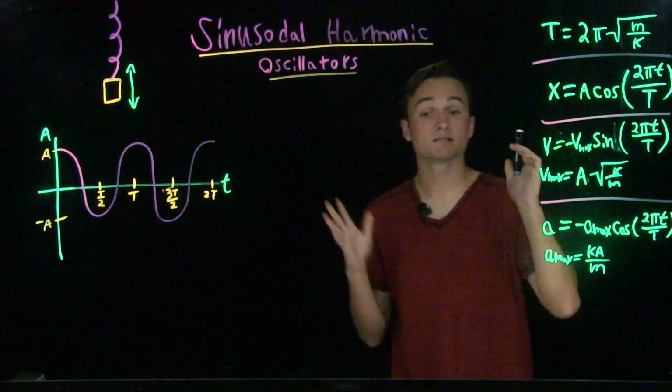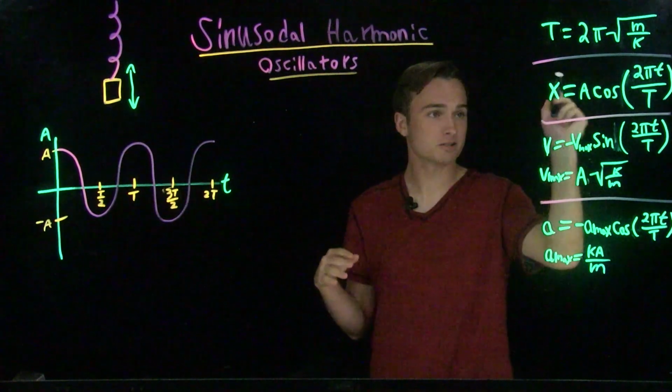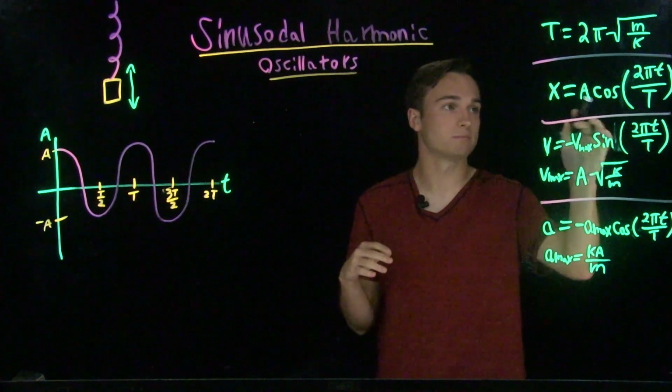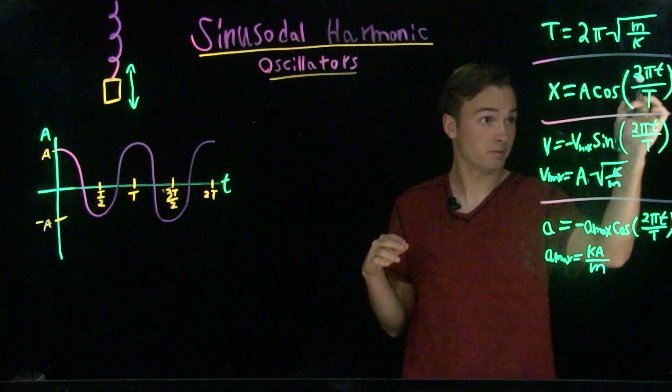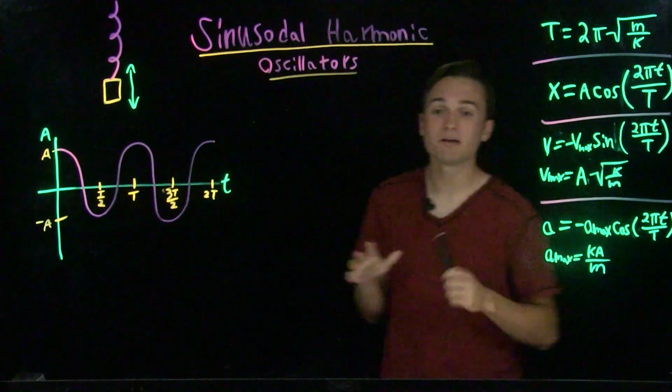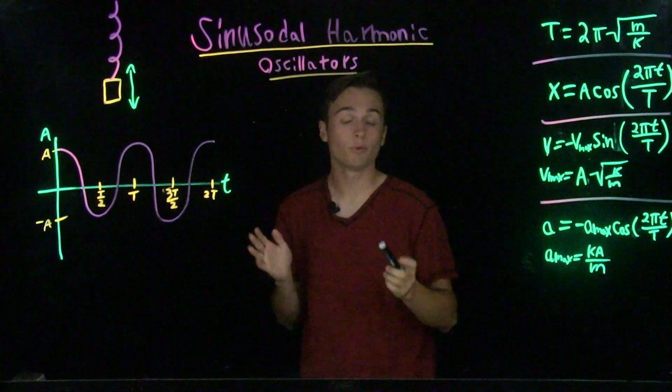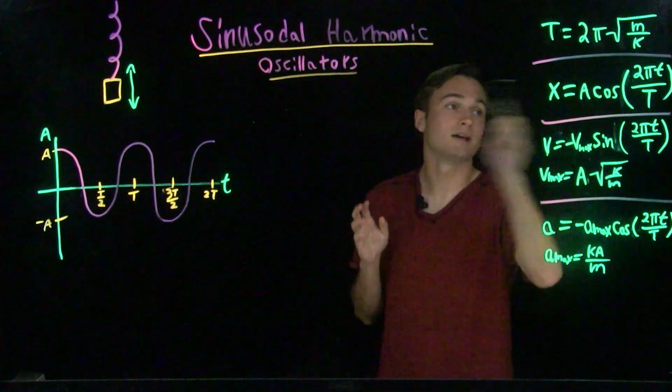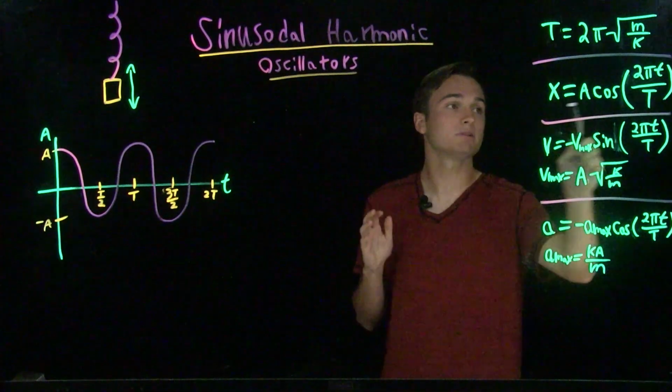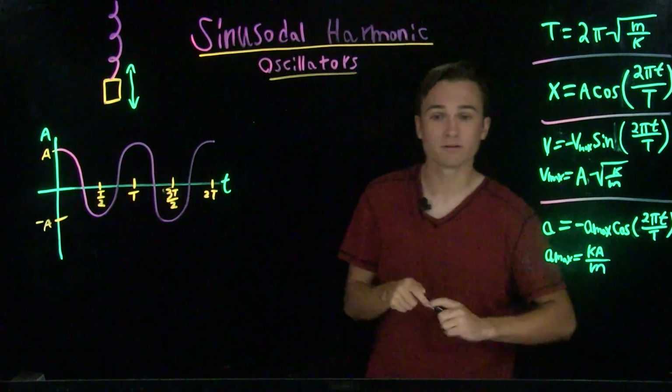First, we can have this position equation, where our position is equal to our amplitude times our cosine of 2 pi time over period. And so that will give us the position at any point, granted that we know the amplitude, the time, and the period.